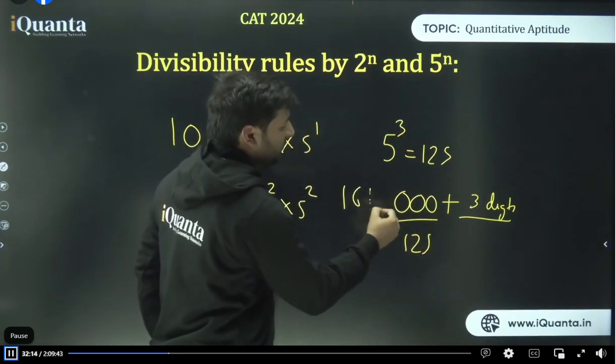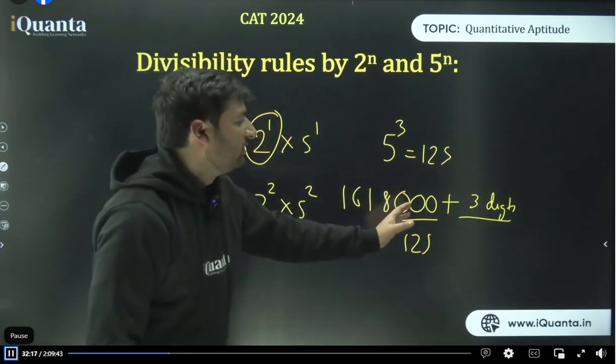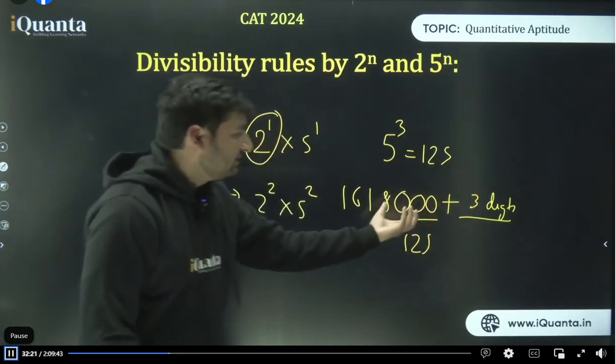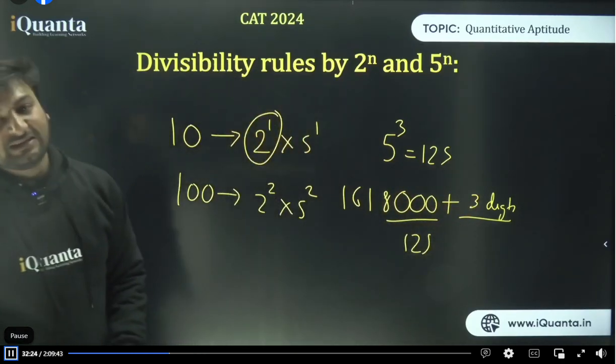It could be any number over here, okay? Suppose your number was 1618, 157, something like that. You will separate the 3 digits. This part is clearly divisible by 125. That means you just have to check the last 3 digits.